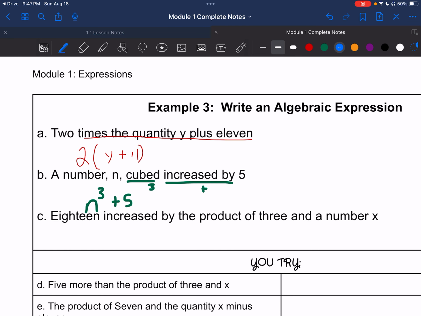18 increased by the product of 3 and a number x. So 18 increased by, that tells us we're doing addition. So we have 18 plus the product of 3 and a number x. Now, can I write this as 3x plus 18? The answer is yes, and we are going to talk about what property that is in our next lesson.